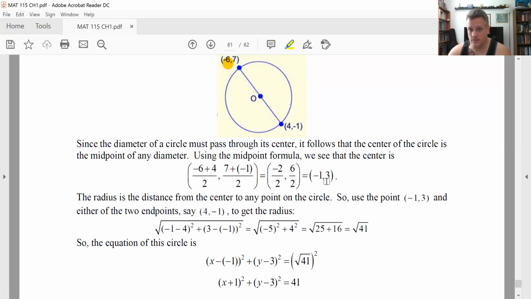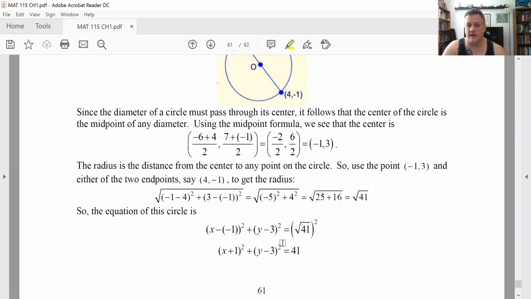coordinates of the center, which is -1, 3, and one of the points, let's say 4, -1, right? That distance would equal the radius. You don't even have to divide it by 2. So if you apply the distance formula in that case, you do get radical 41. And then if you plug them into the formula, -1 in for h, 3 in for k, and then radical 41 for r, you get that the standard equation of that circle is that equation.